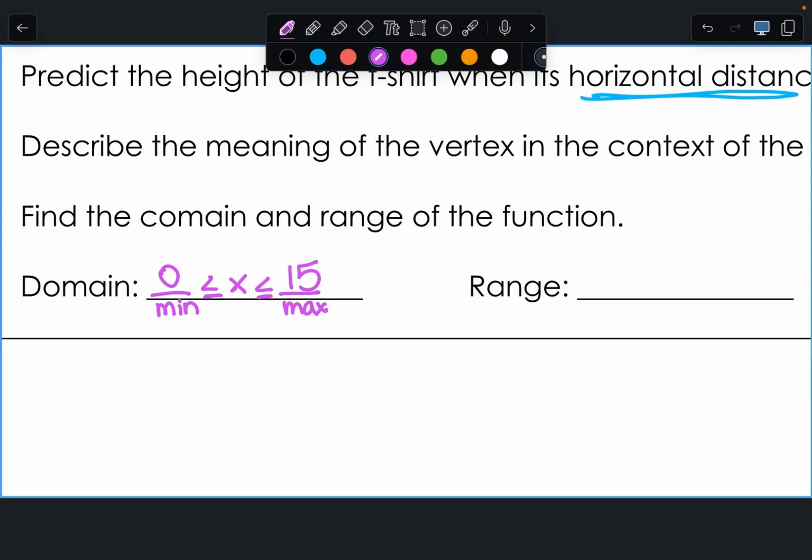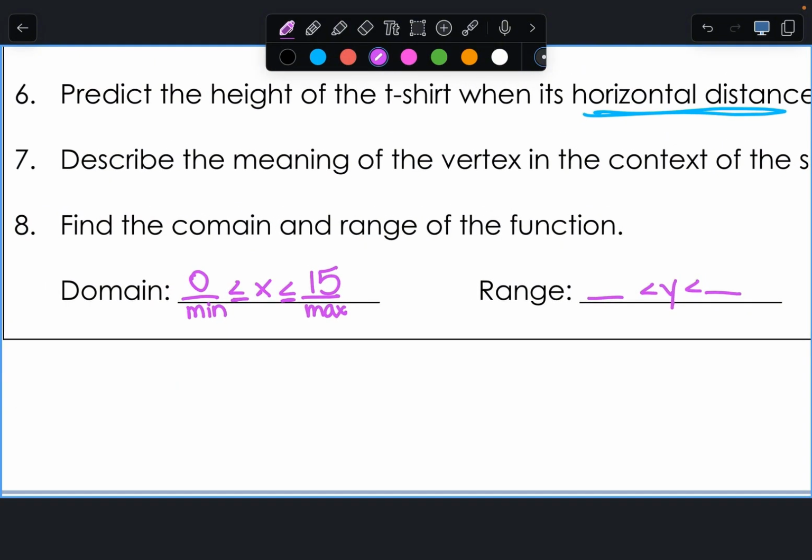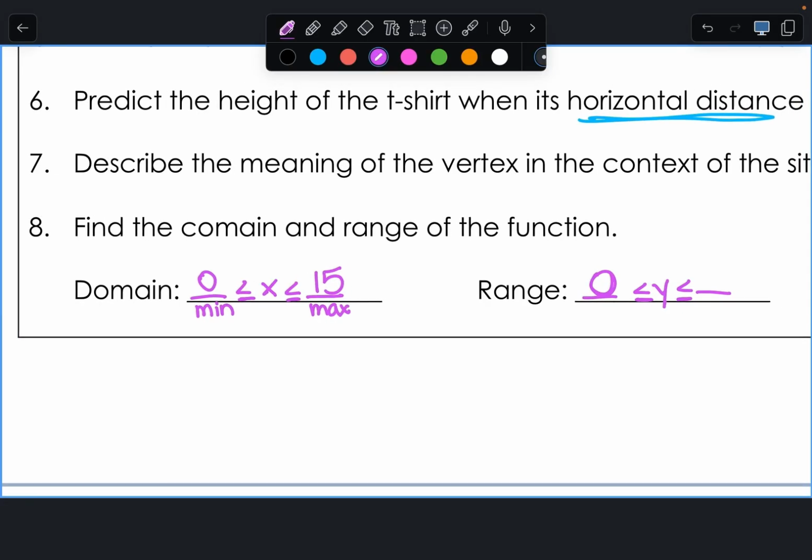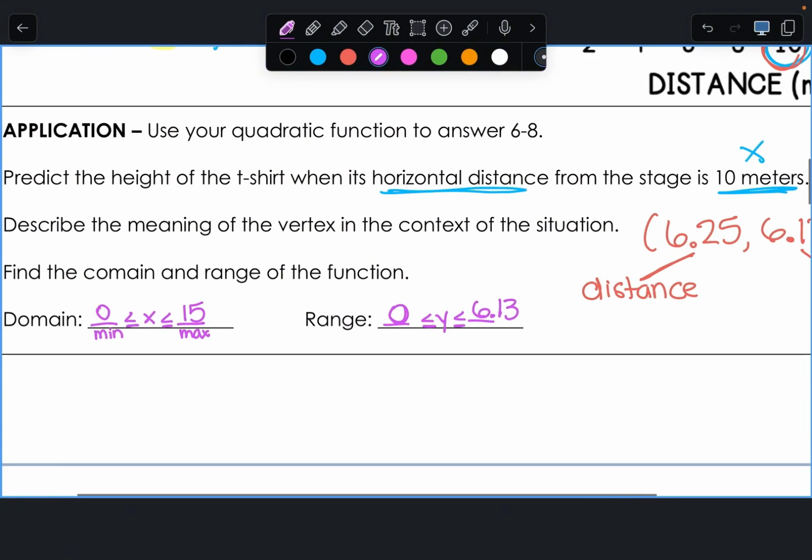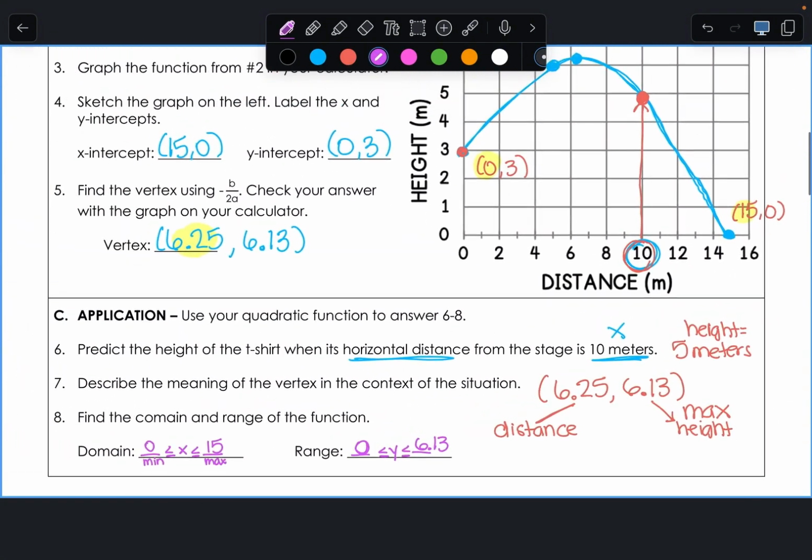Let's do the range. What's your smallest Y value? 0. What's your highest? 6.13, yes. Okay. We have 0, 3, 6.13. So the lowest is 0, the highest is 6.13. Okay? And the whole thing is your answer.